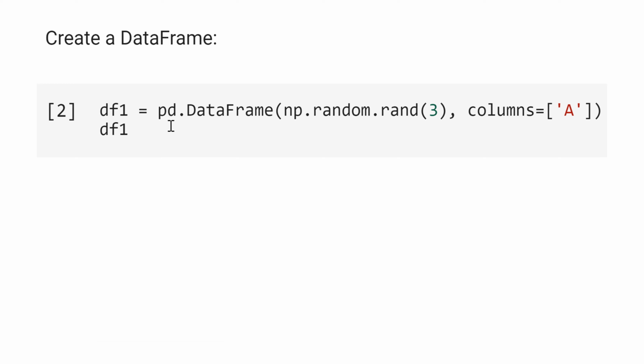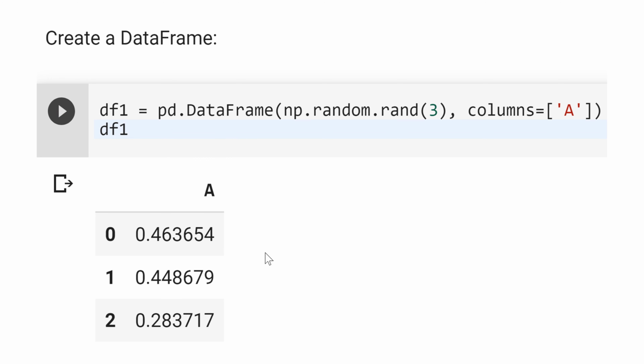DataFrame1 equals pd.DataFrame, np.random.rand(3), because we want random numbers, 3 random numbers. That's why rand 3, and the name of the column will be A. Let's see the result. These are the 3 random numbers.